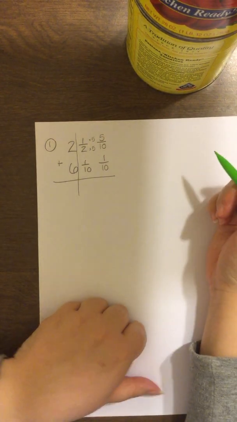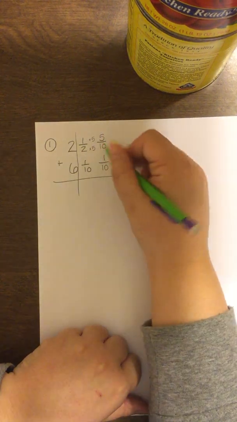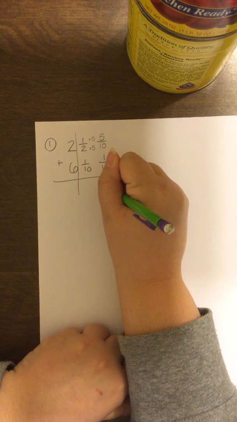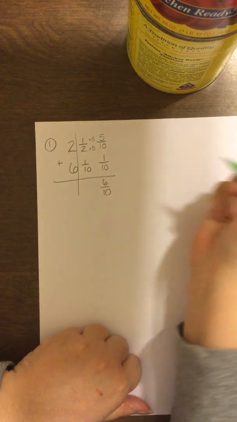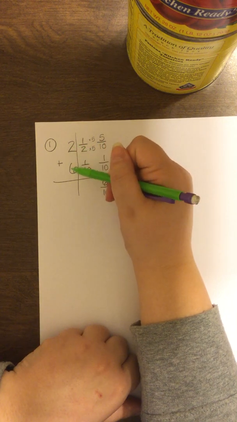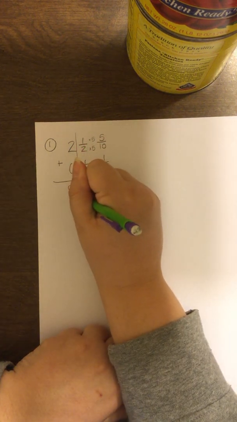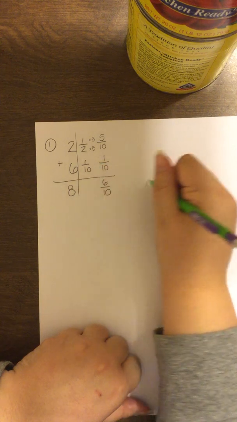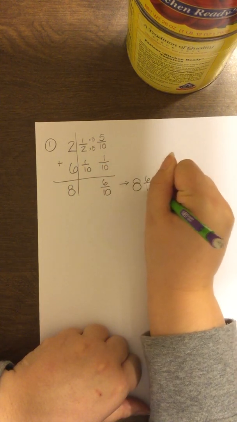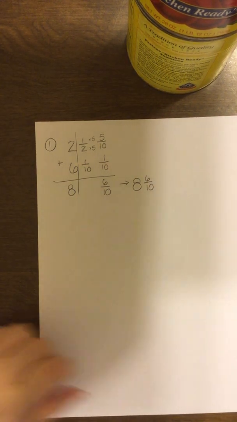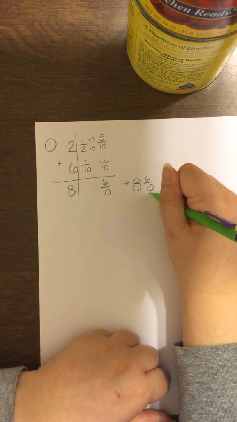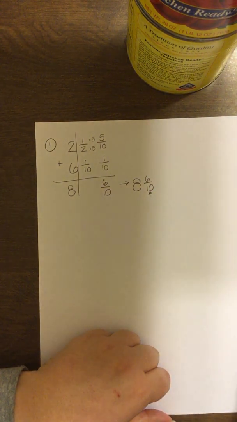So now I'm going to go ahead and add these numerators together. 5 plus 1 is 6, so 6/10. And then I'm going to add my whole numbers. 2 plus 6 is 8. So my answer is 8 6/10. Now, that is technically correct, but this 6/10 can be simplified.